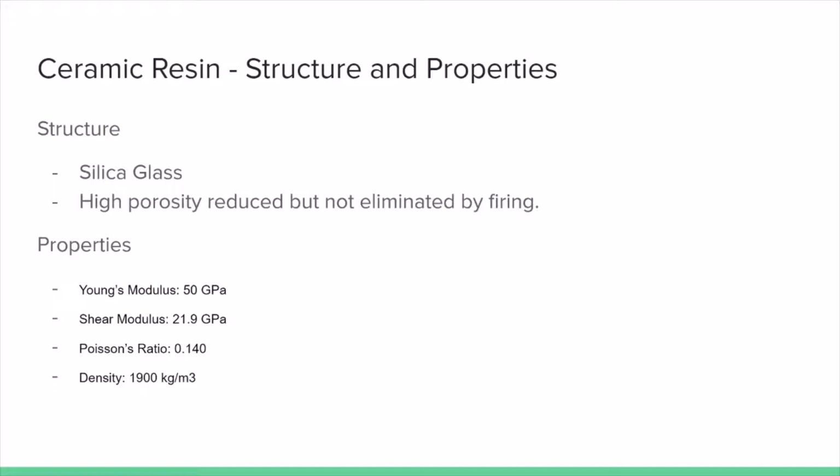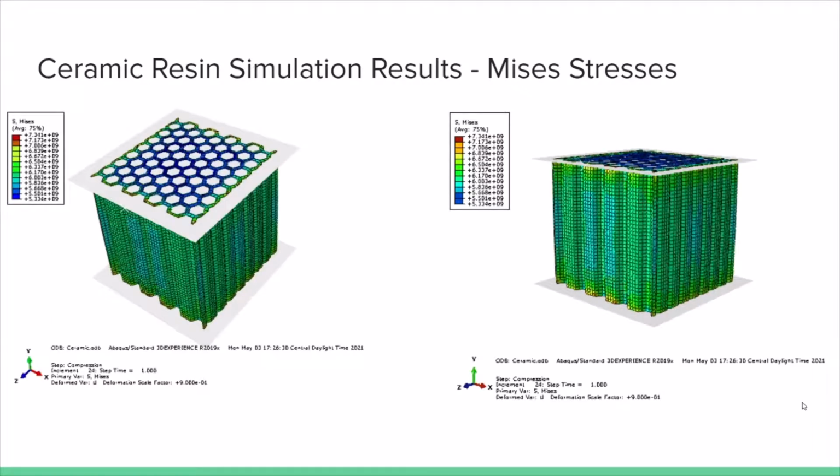The properties that we have obtained here that you can see were actually, however, obtained directly from the manufacturer for a properly fired part, so we did not need to make any adjustments before running our simulation. The results for our simulation on the ceramic resin material are available here in MECH stresses.